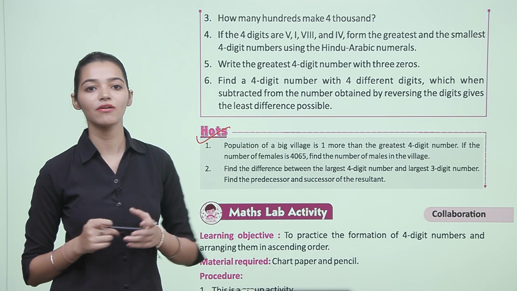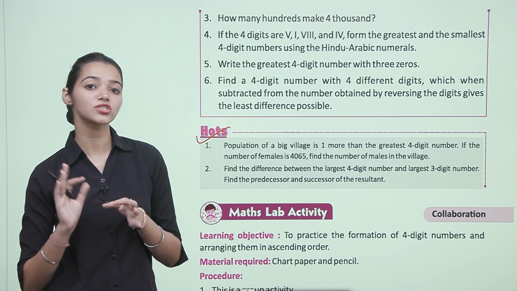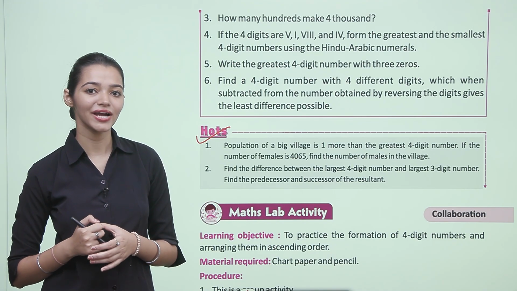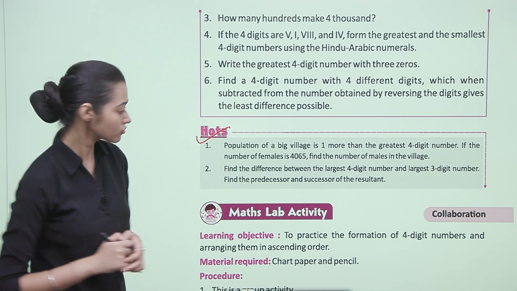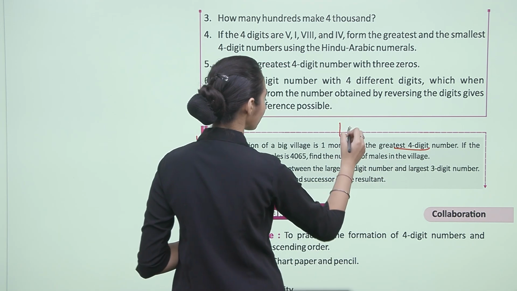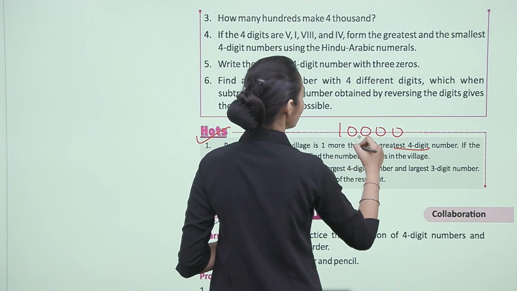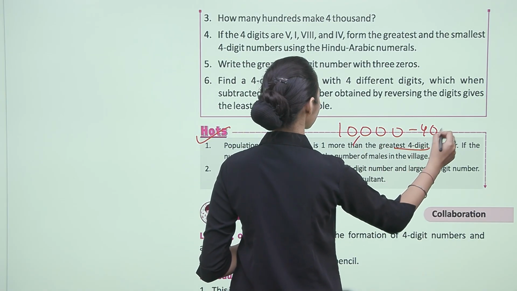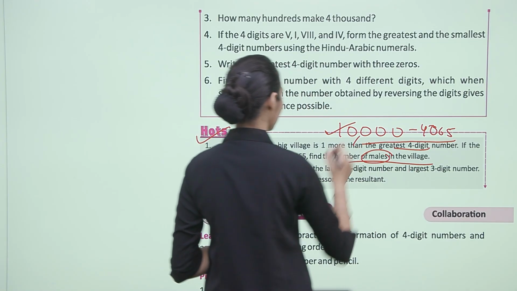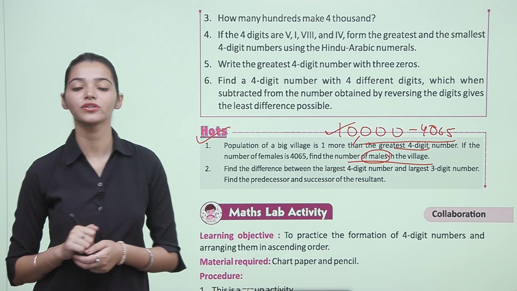Now in the next one we have our HOTS. Population of a big village is 1 more than the greatest 4-digit number. If the number of females is this, find the number of males in the village. So population of a village is 1 more than the greatest 4-digit number, that means 10,000. When we subtract 10,000 minus 465, we will get the number of males. That's how you can solve the remaining part.